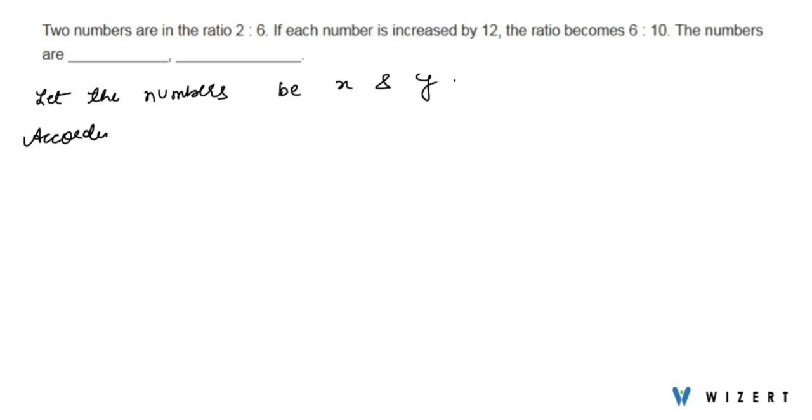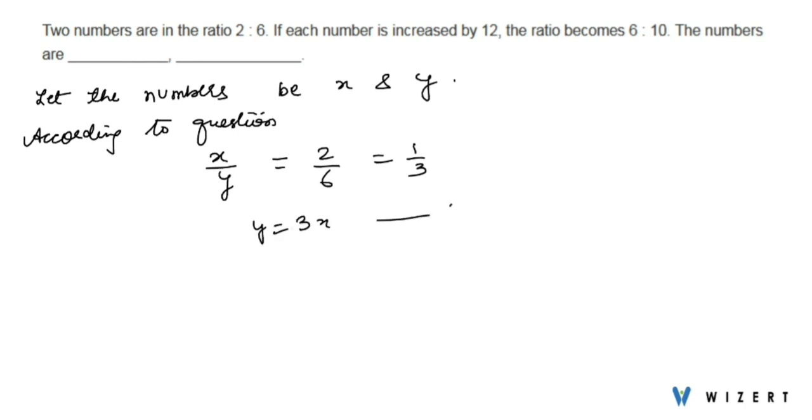Now according to the question, what we can say is that this ratio x by y is given as 2/6, or we can say 1/3. So we can write x by y is equal to 1/3, so y is 3x. Let this be the first equation.